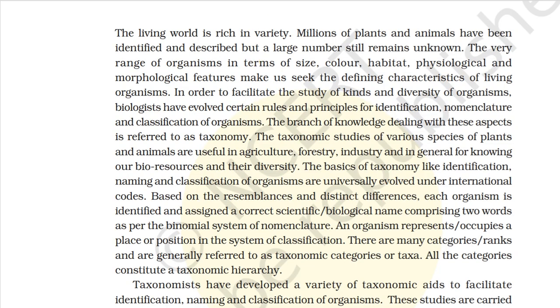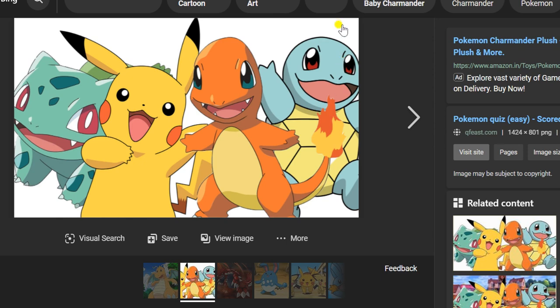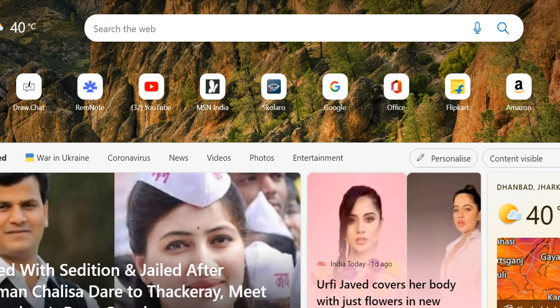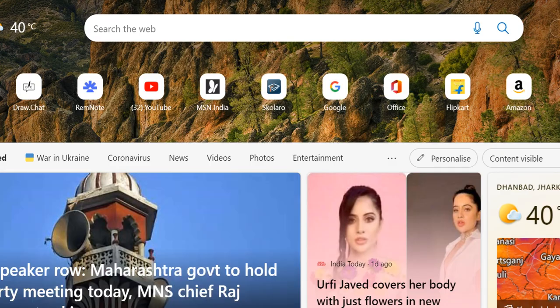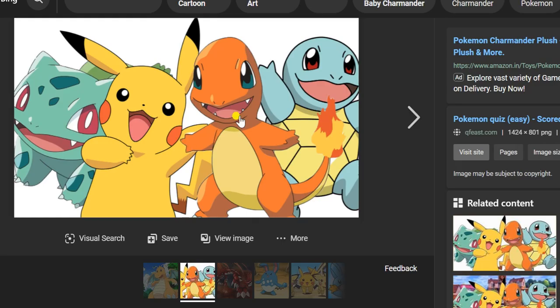Different types of Pokemon. Similarly, we have animals also. In animals also, we have different types of animals according to what their size is, what their height is, how they look, how they feel, all of that stuff. Understood?